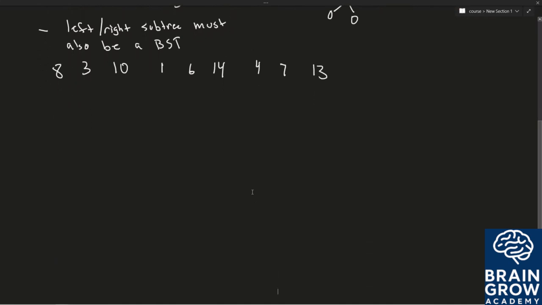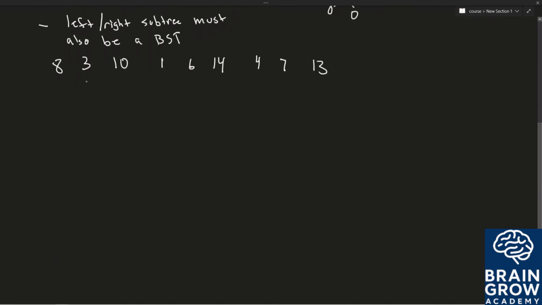So let's bring this down. The first value we want to insert is 8. So 8 is our root node. And when we insert values, we always start at the root node and then traverse accordingly.